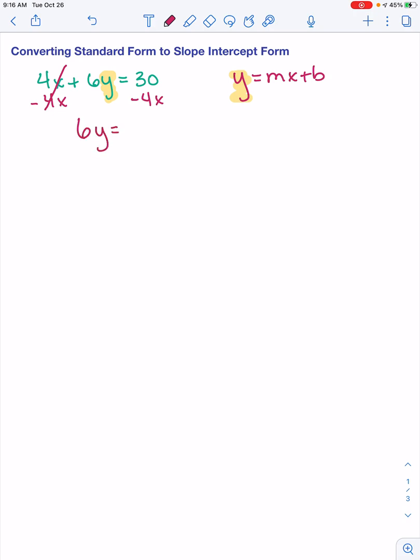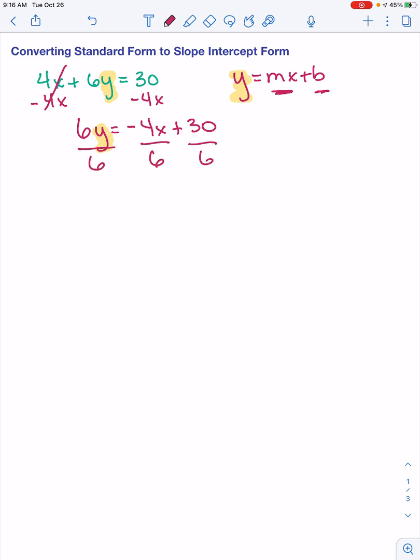Now, if I look over here at my equation, you're going to notice that my mx value comes before my b value. So that means I'm going to put the negative 4x first and then the plus 30 behind it, because that negative 4x is that mx value that we're looking at. So now my last step is I've got to get rid of this 6, because remember, our goal is to get y by itself. So to get rid of that 6, I'm going to divide by 6.